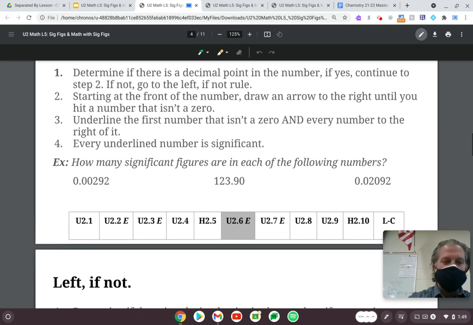So at this point, 0.00292, I'm going to take my arrow and come in from the right because there's a decimal, and I'm going to stop at that 2. Everything, including that 2 to the right, 1, 2, 3, is considered significant. So the 292 has 3 significant figures. Sig figs is what we call them.